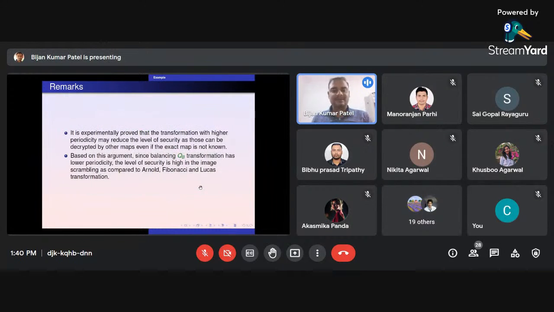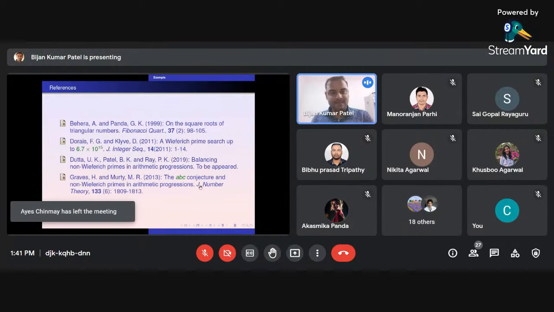A few remarks about what I said earlier: Mishra et al. proved that a transformation with higher periodicity may reduce the level of security, as such images can be decrypted by other maps even if the exact map is not known. Based on this argument, since the balancing transformation has a lower periodicity, the level of security in image scrambling is higher compared to the other transformations. This is just an example of the balancing sequence, and there are other applications also in coding theory. And these are a few references.